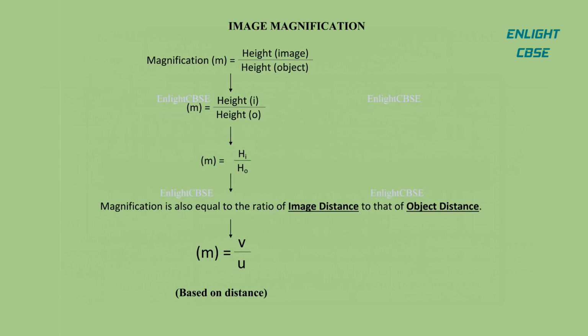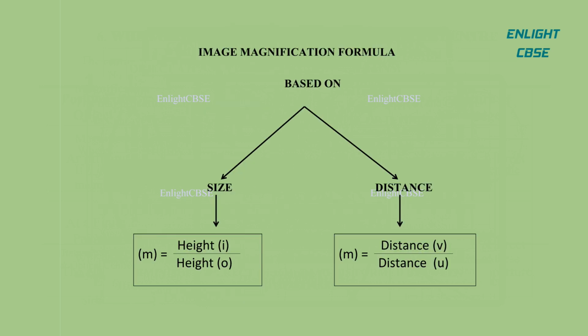And can be measured as m equals the height of the image by the height of the object. This is also equal to the image distance by the object distance. Thus m is also equal to v by u. To summarize it all, m is equal to height of image by height of object and m is also equal to image distance by object distance. Thus magnification can be derived by size or by distance.